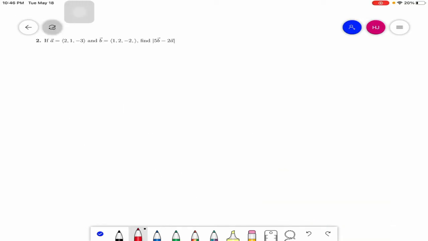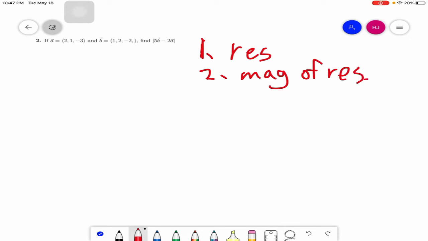For this question, we are asked to find the magnitude of a resulting vector. So there are 2 steps, I think, for solving these types of questions. First, we need to find that resultant vector, and second, we can just take the magnitude of it. So going with that, first of all, 5b is 5 times each component of b.